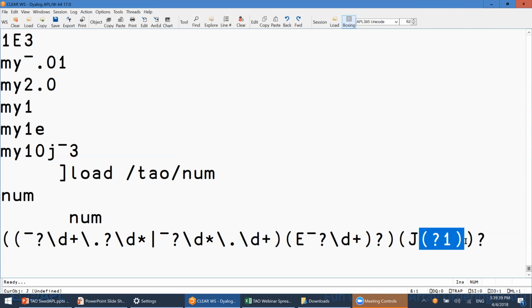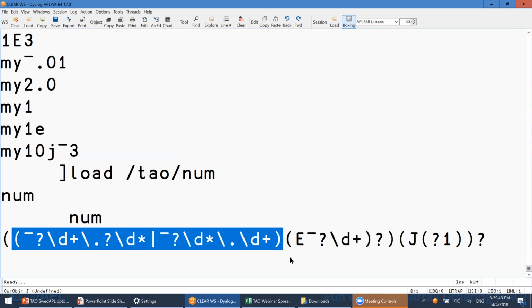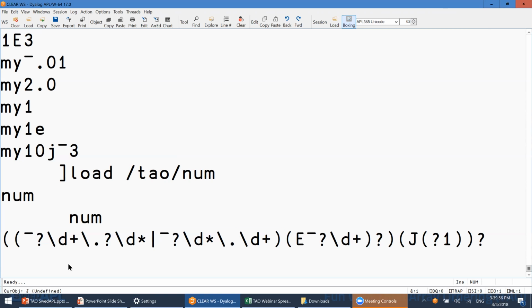And then this means group number 1. So that's this part. So we have the same pattern, just a shorthand to have the same pattern again. Of course, with the complex numbers, you can have the same thing on the left side of the J as on the right side of the J. So this specifies with a regular expression what a number is. So we're going to use that.